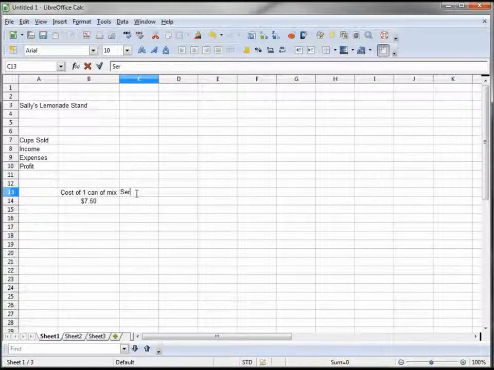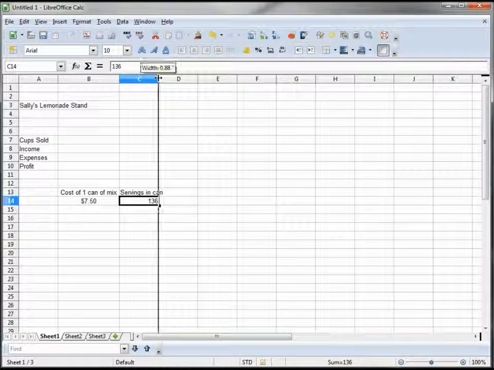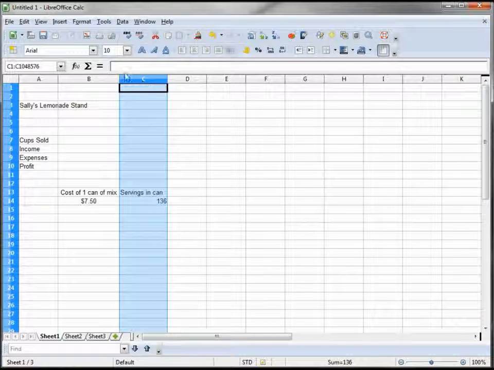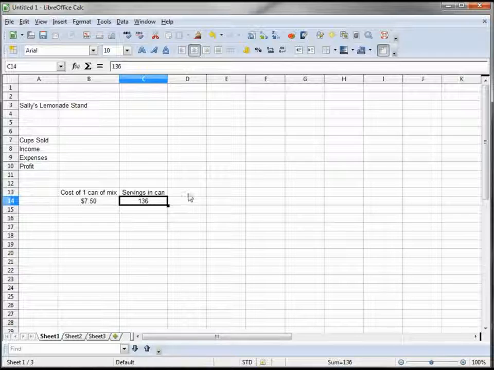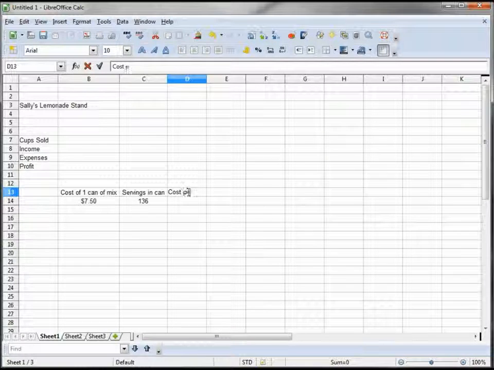The number of servings in a can, we need to know that, and that would be 136. So this one we will just auto size and center. That's not $1, so we're going to keep this as a number. And then we have our cost per cup. The cost per cup is the cost per can divided by the number of servings, which would equal B14 divided by C14.